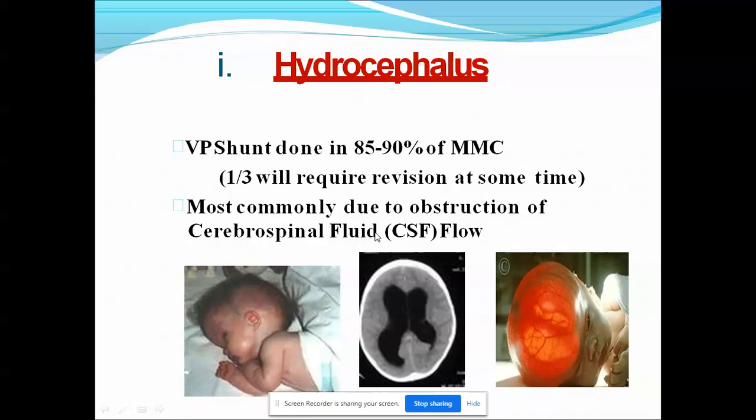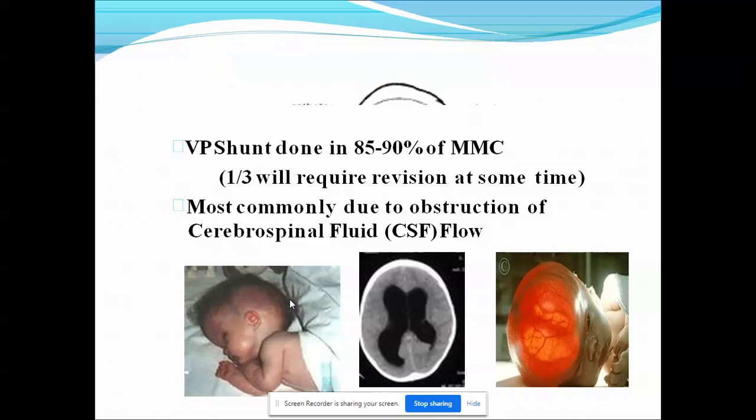So VP shunt, we can see VP shunt done in 85 to 90% of MMC, most commonly due to obstruction of the CSF flow. Okay, so we can see these pictures which show that the baby has hydrocephalus, that is the increased water content inside the brain, or we can say increased CSF inside the brain. So remember, hydrocephalus can be present in case of spina bifida.